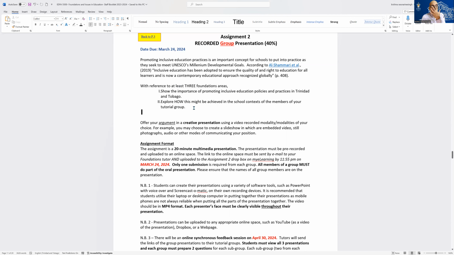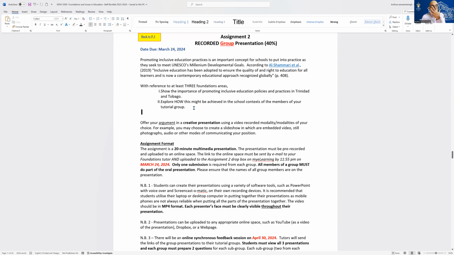Okay, so using the relevant and appropriate concepts from your chosen foundation areas, you are going to make a case. That's what you have to do. You have to argue. You have to make a case using your chosen foundation areas. Make a case for promoting inclusive education practices and policies.